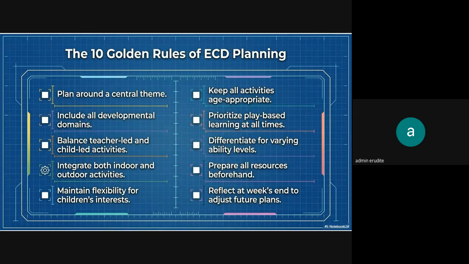Right, so we're looking at the 10 golden rules. We're just quickly going to read through them. Plan around a central theme that includes the developmental domains. That was all of the domains that we mentioned on the previous slide, the 8 of them. I understand if it's a special needs school, you can always improvise and change it for something else.